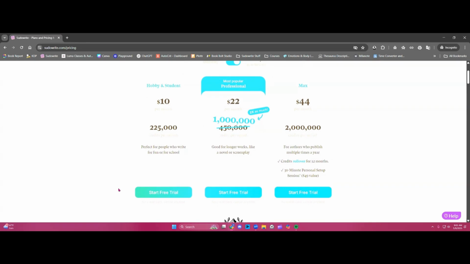So here's a look at the various plans. If you aren't going to be using AI that much, or you don't even have a lot of time to write, and you do most of the writing yourself, Hobby and Student will probably be great for you. Most people tend to go right here in the middle. The Max is the only plan that has rollover. So these two, the Hobby and the Professional, if you do not use all of your credits available at the end of the month, they do expire. However, on the Max plan, those credits roll over for 12 months.